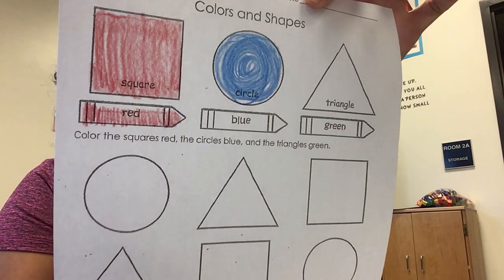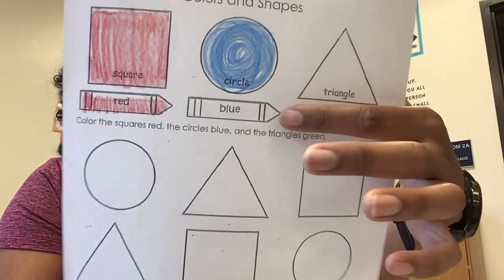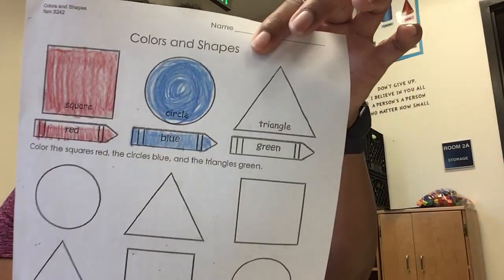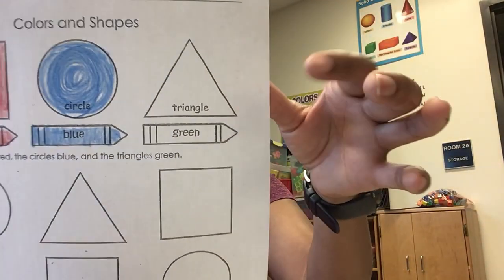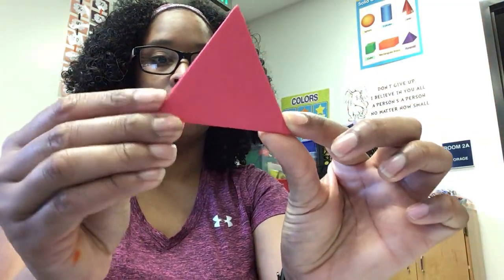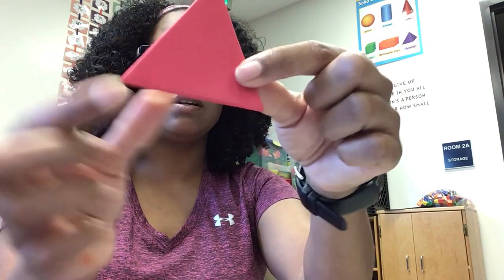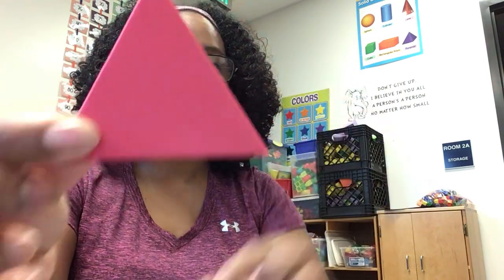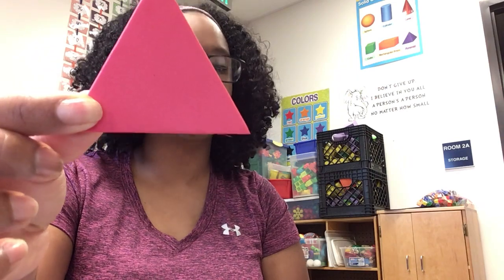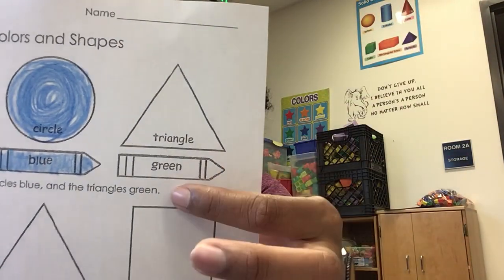All right, I think I'm done with mine. There we go. A blue circle. And then I'm gonna color the blue crayon underneath. And done. Okay, our last shape on this page is a triangle. And I have a triangle right here. A triangle has three sides, one, two, three. And this triangle is what color? This one is red. But on our page, they want us to color this triangle green.